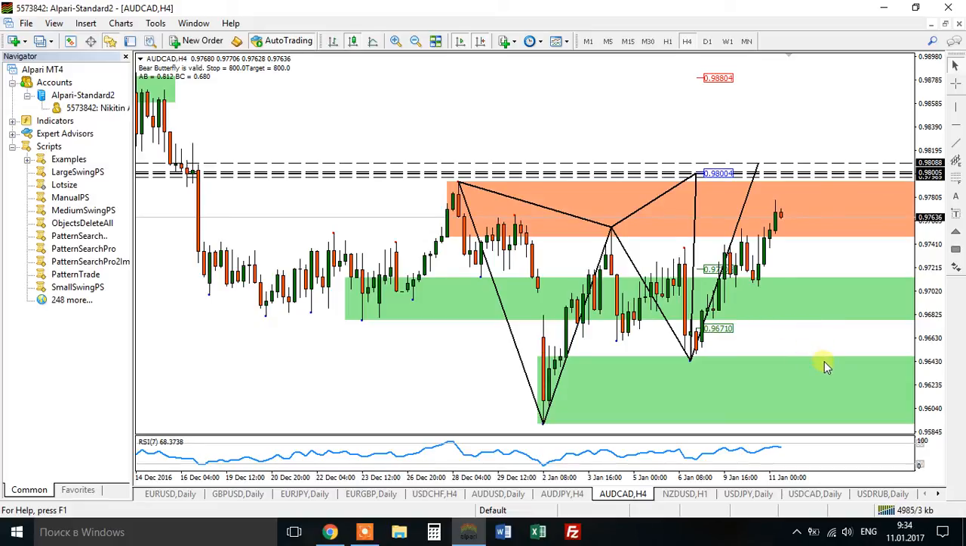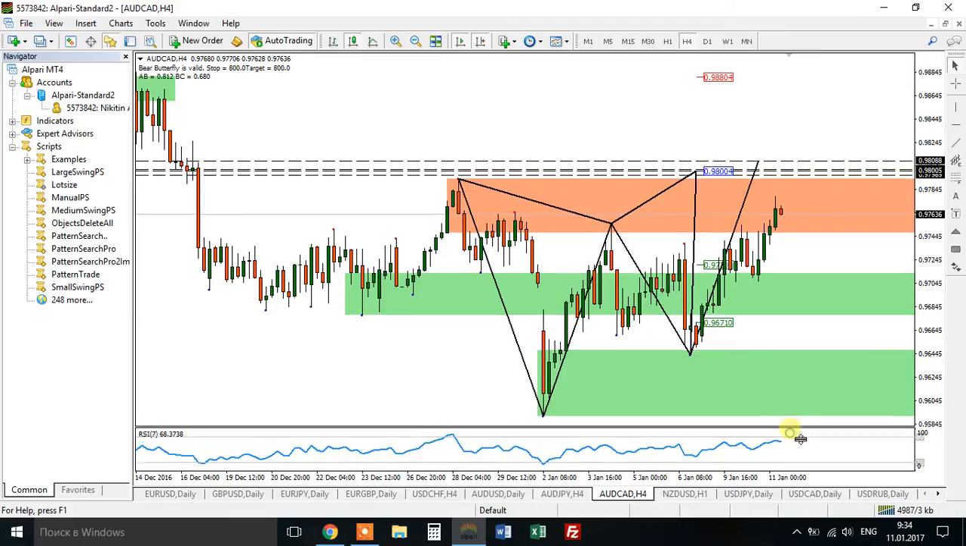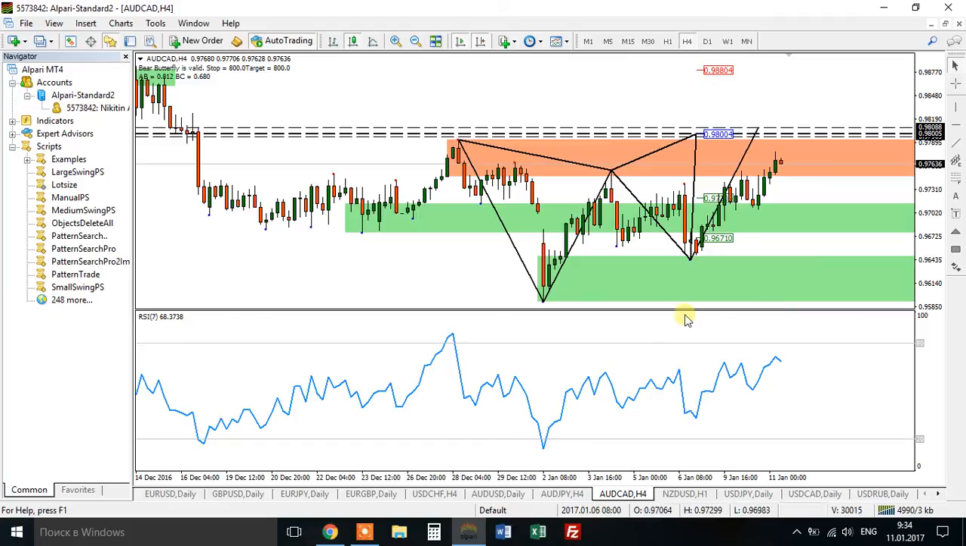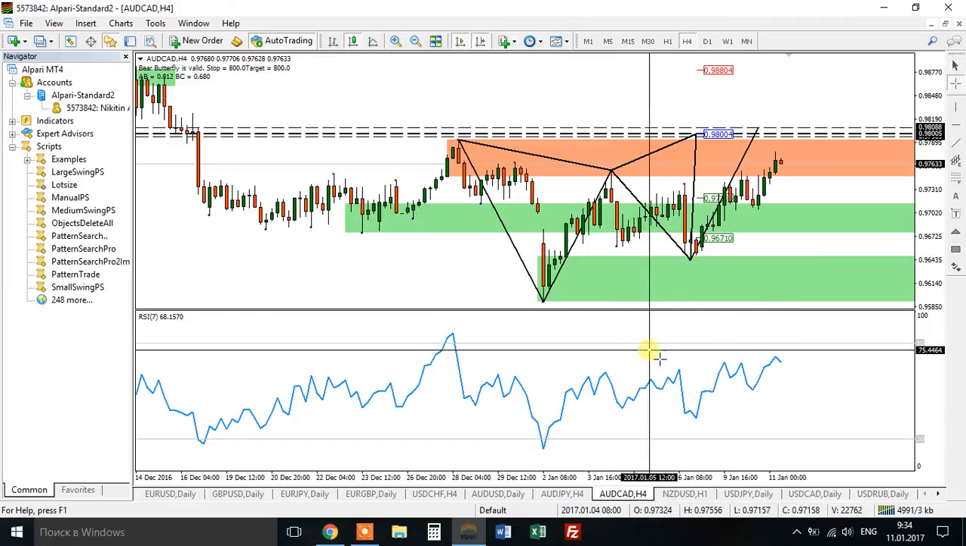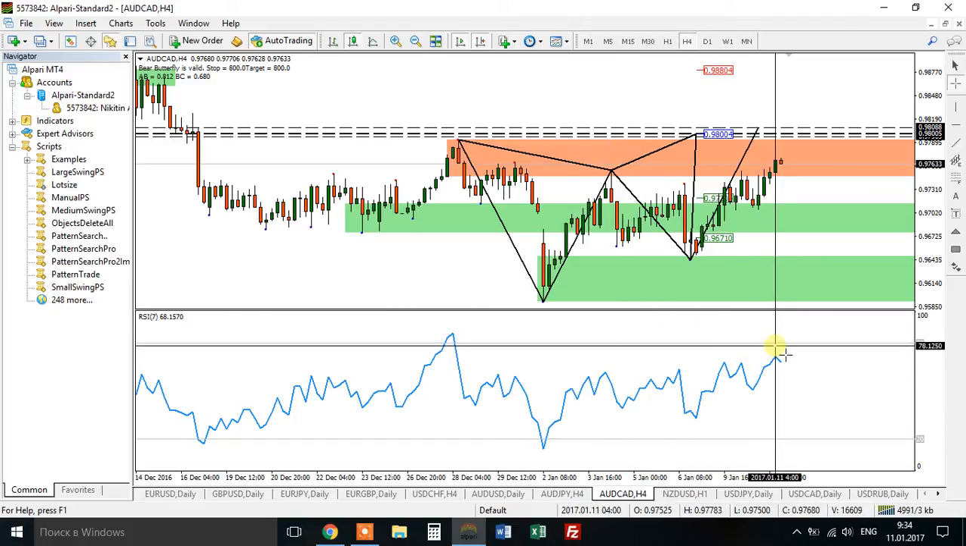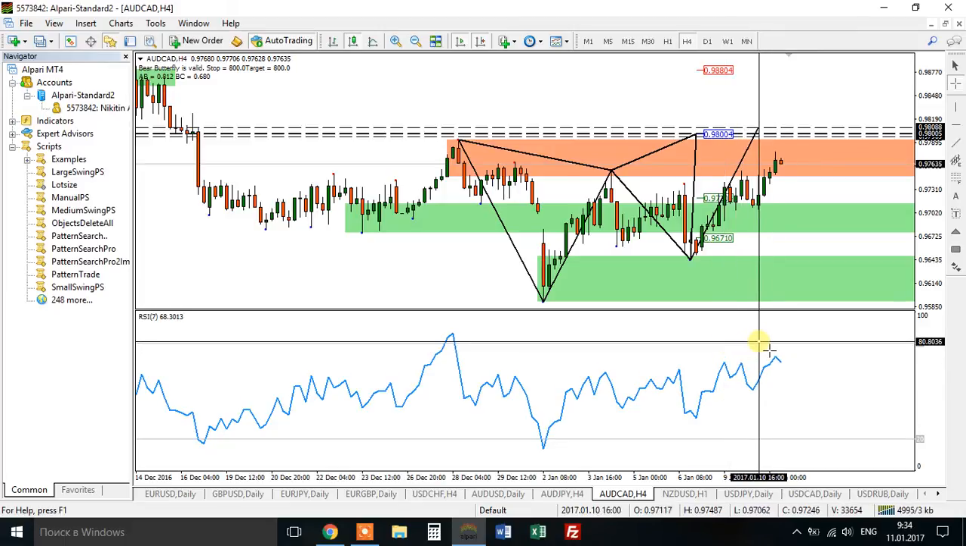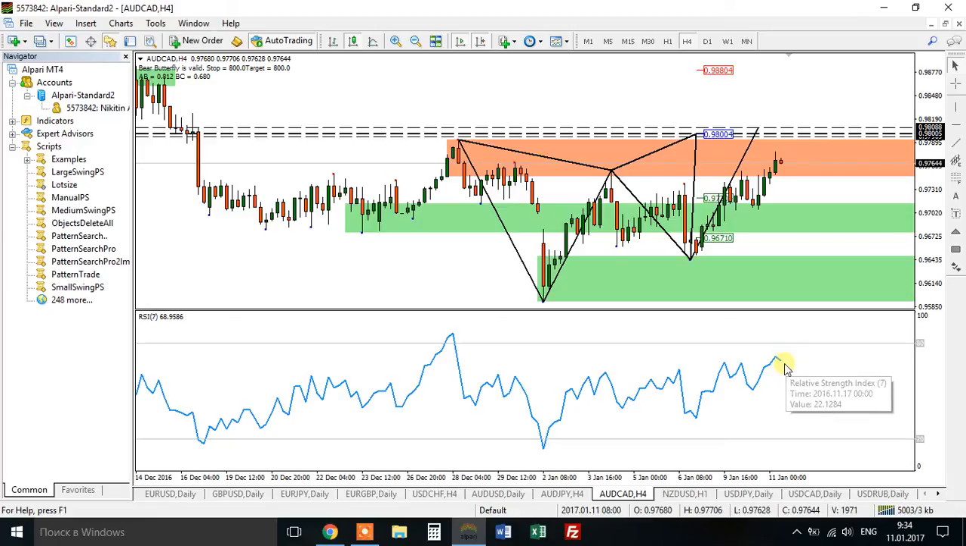So, what else can we see here? Let me look at RSI formations. We have high and we have high. Okay, no divergence yet, nothing, and no hidden divergence as well. I think we'll most likely be overbought at that area when price reaches this zone of confluence, because we are almost at that level.